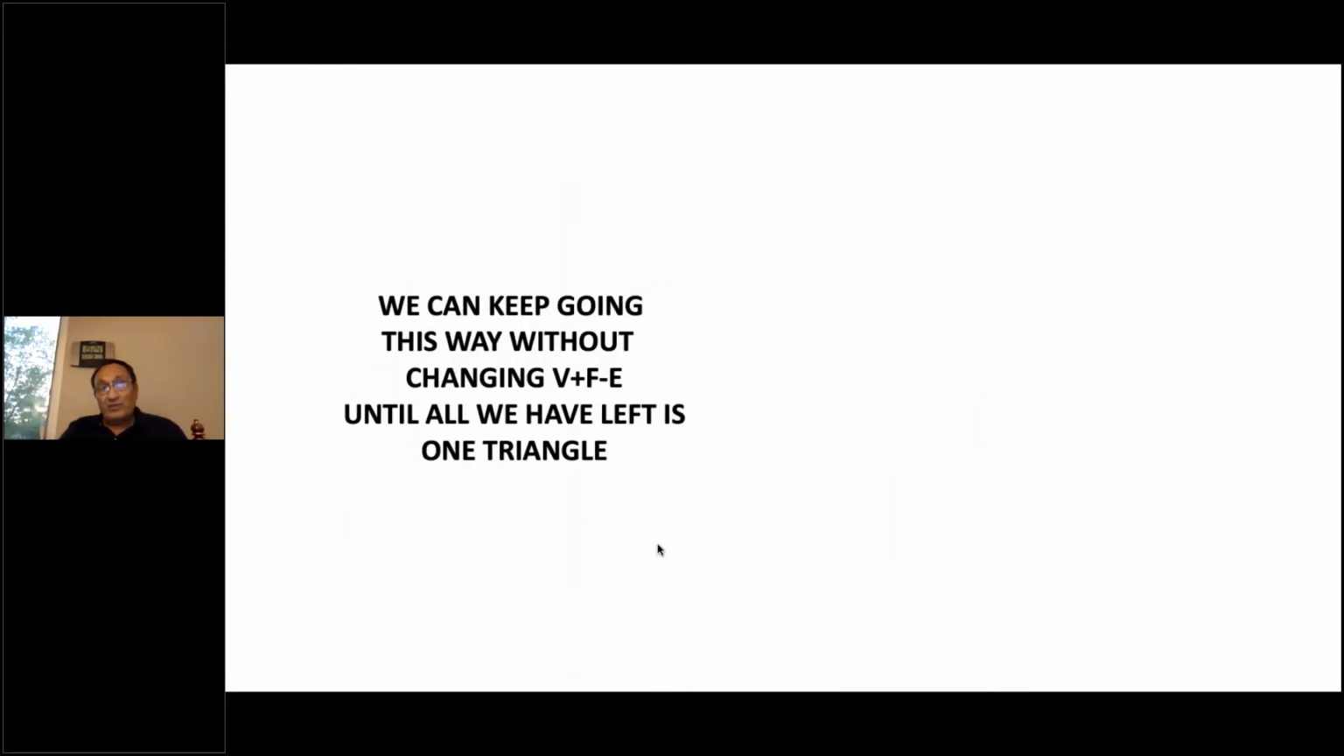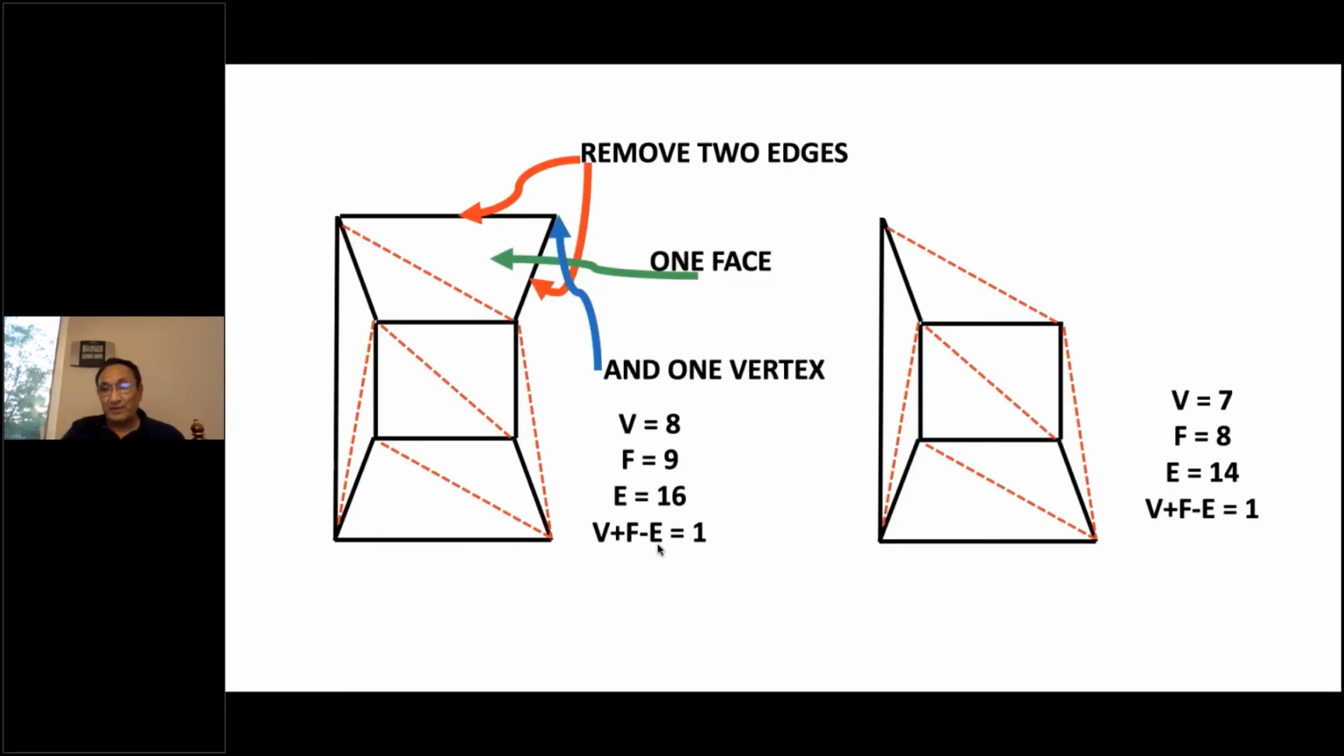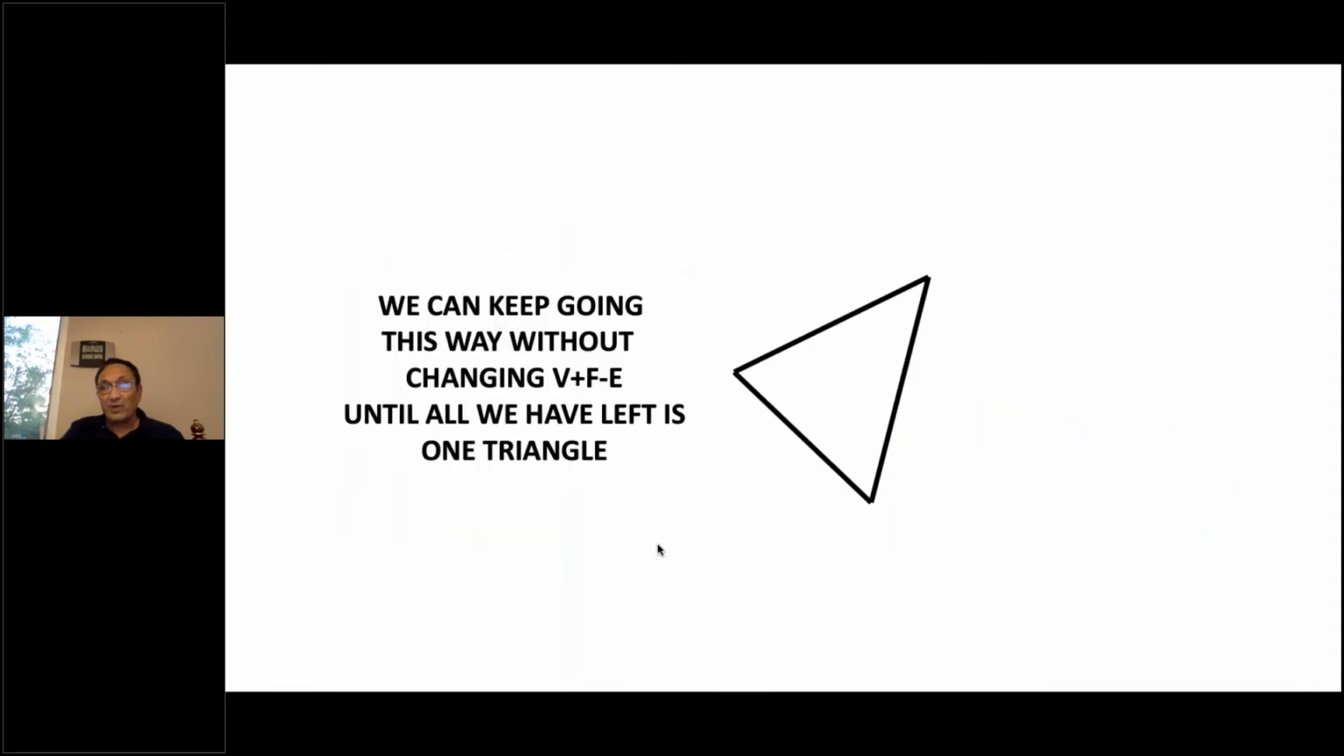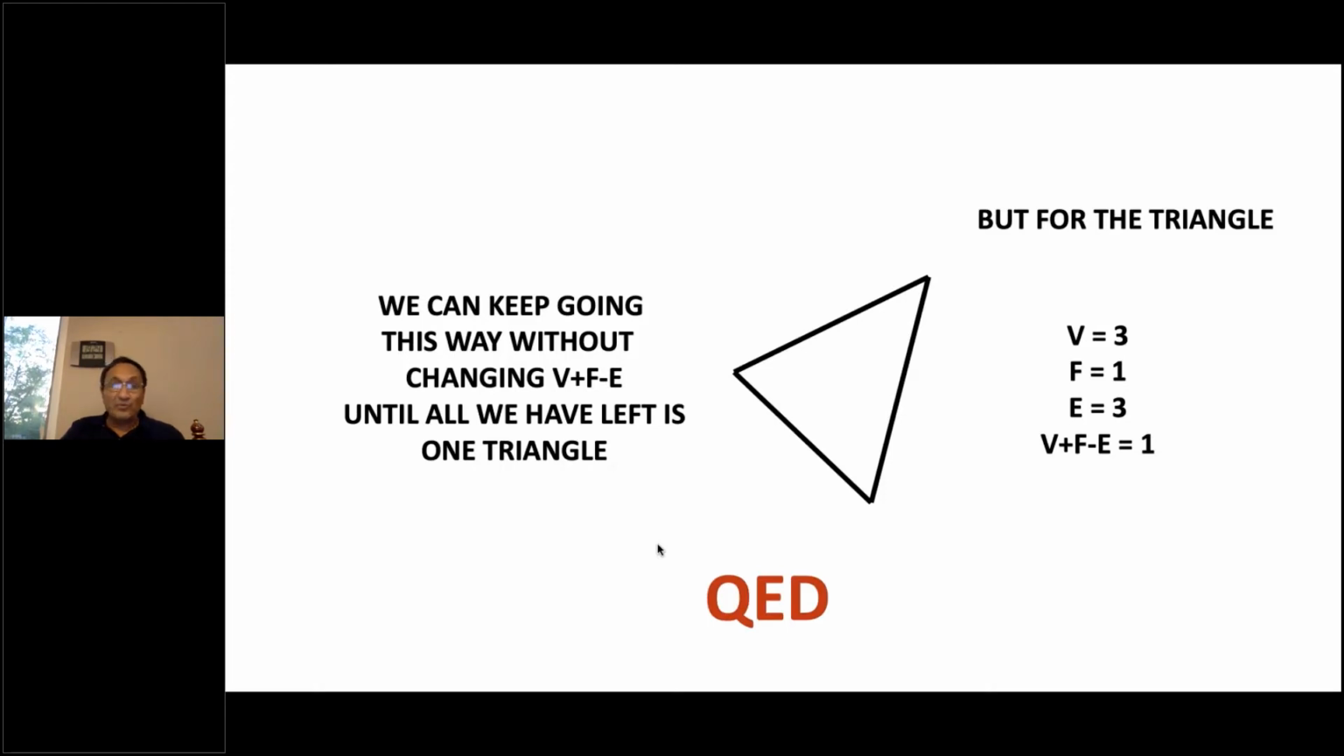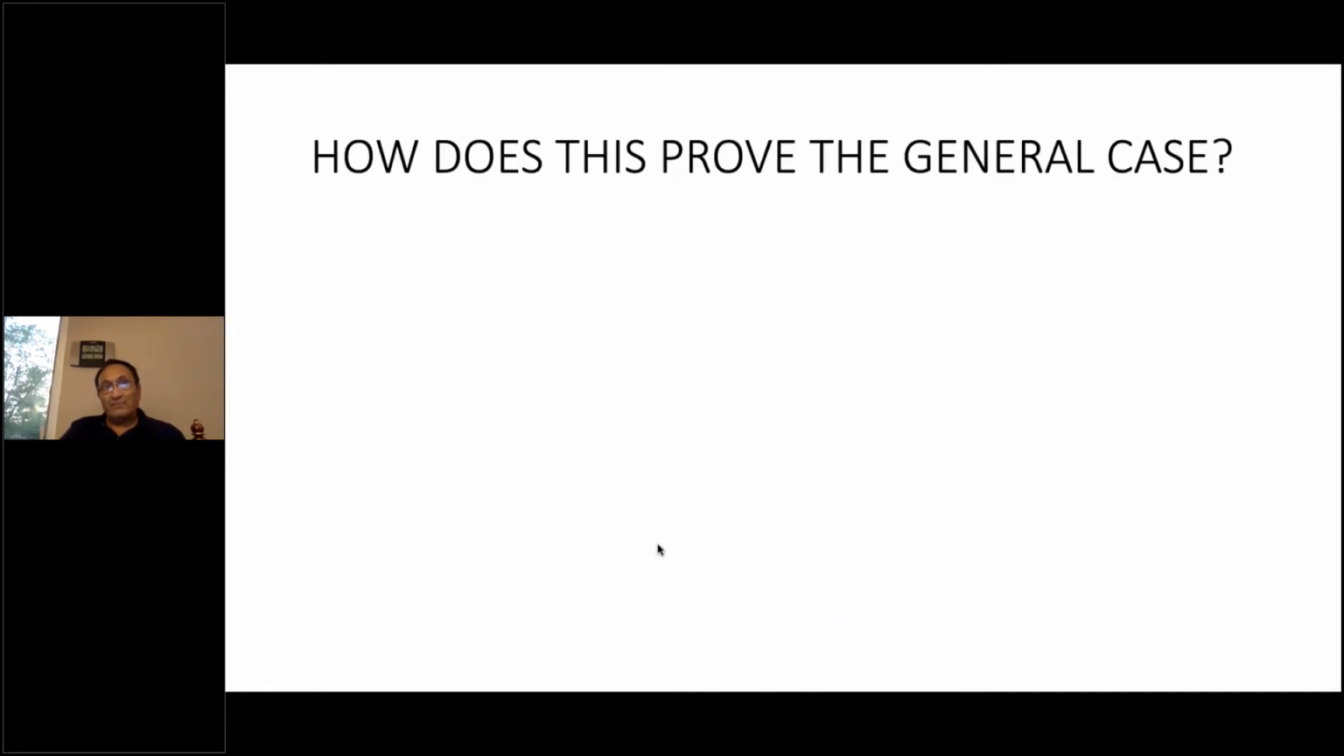Okay, so we can keep going this way without changing V plus F minus E until all we have left is one triangle. And this is a bit of a leap of the imagination, but you can imagine it makes sense, right? You can keep removing stuff from here until in the end you'll be left with just one triangle. And for the one triangle, we know that V is 3, F is 1, and E is 3. So V plus F minus E is 1. That's the proof. And since the cube was just a generic object, which was used as an example, this is true for all polyhedra. But let's recapitulate the proof so that you are convinced that it's true.